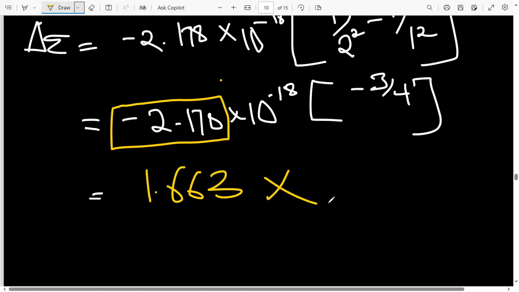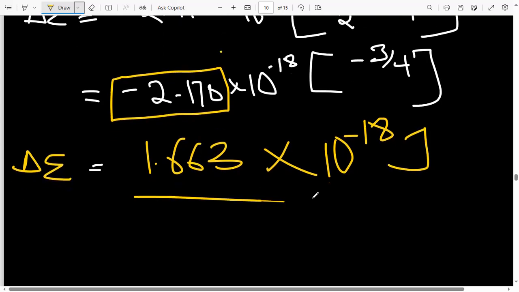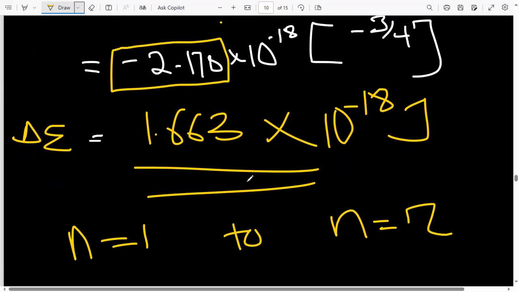So multiplied by 10 to the power minus 18 joules. We know that energy is in joules. So this is the energy that is required for a transition to happen from the Lyman series, which is just N1, to the Balmer series, which is N2. Okay, so this is the change in energy. So we've answered the first question.